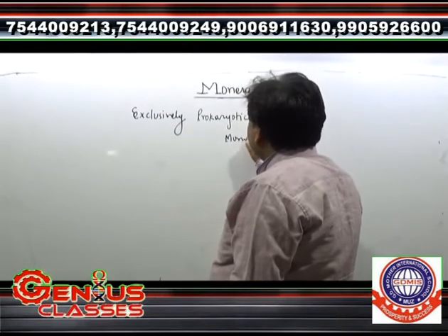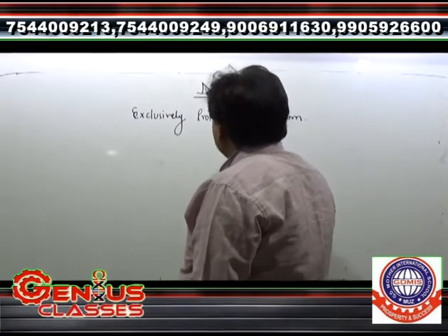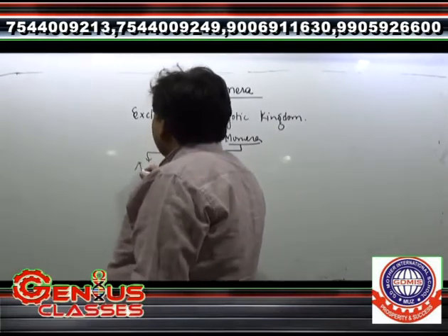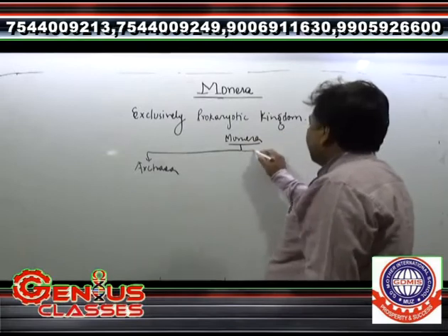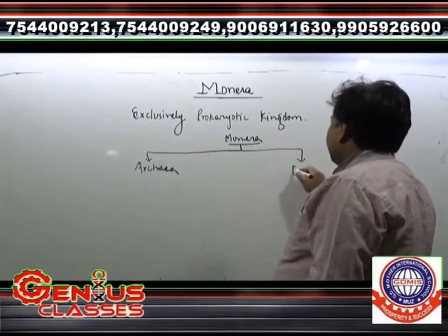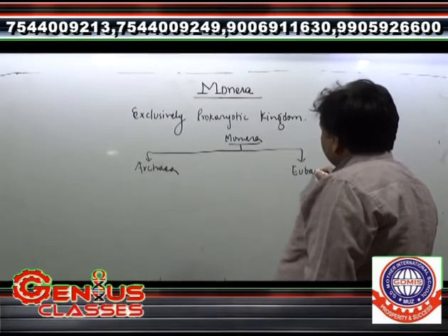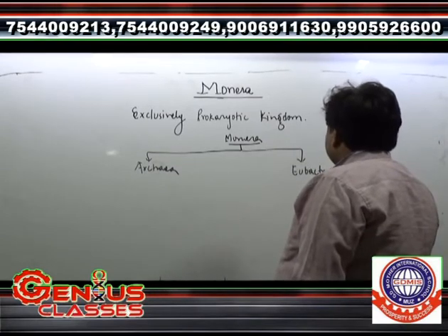Monera can be divided into two major groups. One is called Archaea and the other group is called Eubacteria.